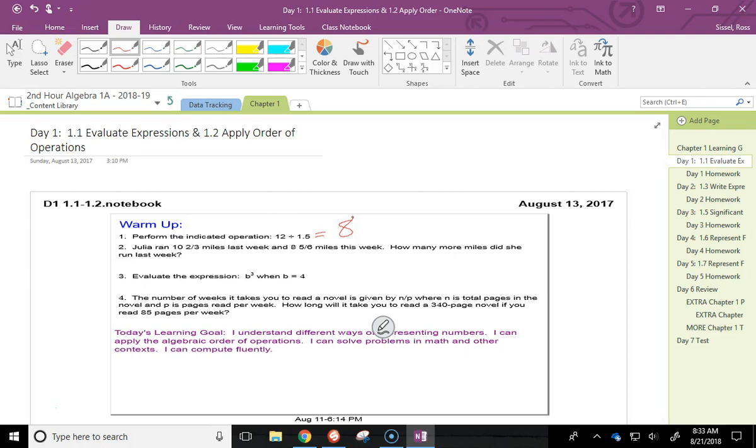Number 2, Julia ran 10 2/3 miles last week and 8 5/6 miles this week. How many more miles did she run last week? Remember, if we're comparing, I'm going to show my work right here. It's like I'm subtracting 10 2/3 minus 8 5/6. What's the first thing you must do if you are adding or subtracting fractions? Common denominator. Yeah, so not equal, but common denominator.